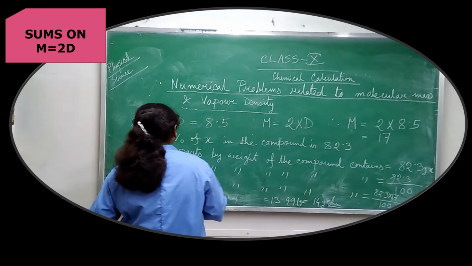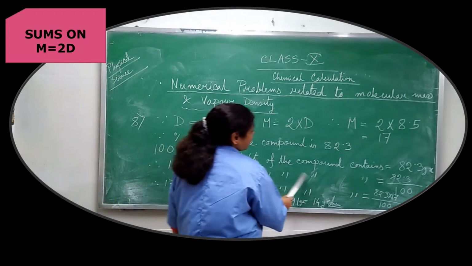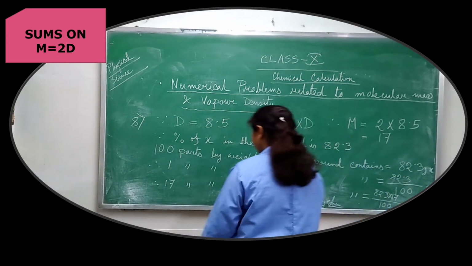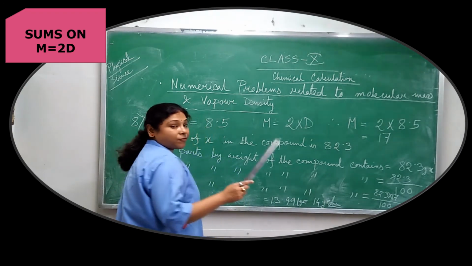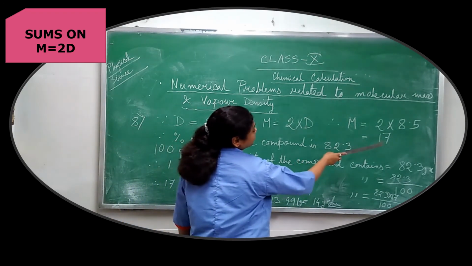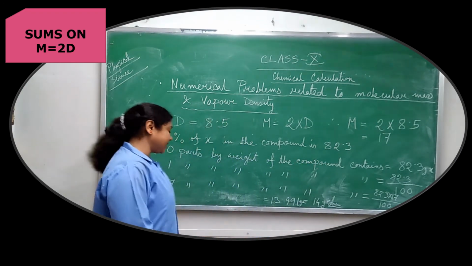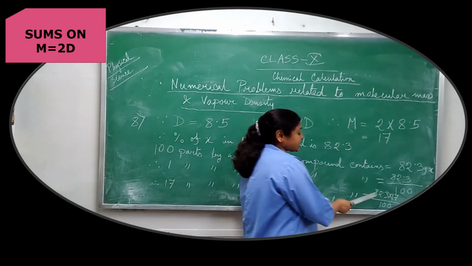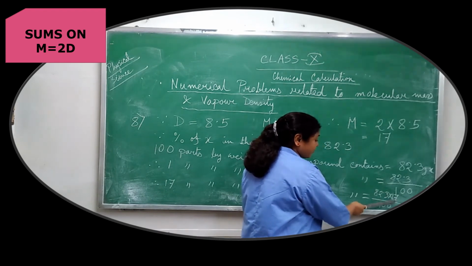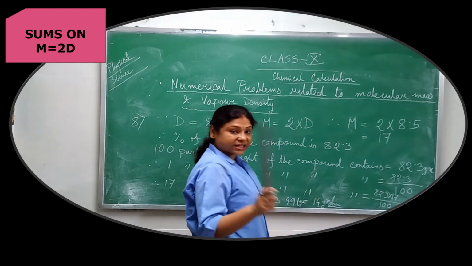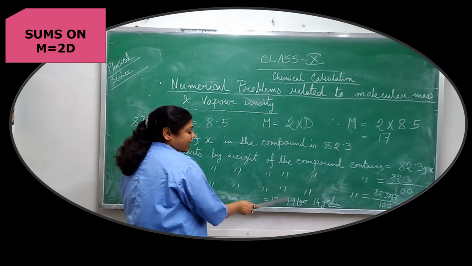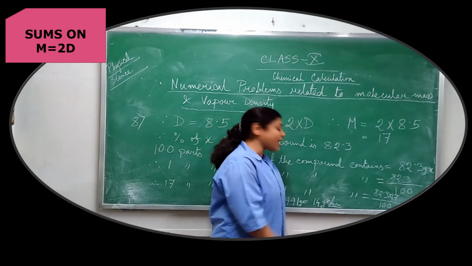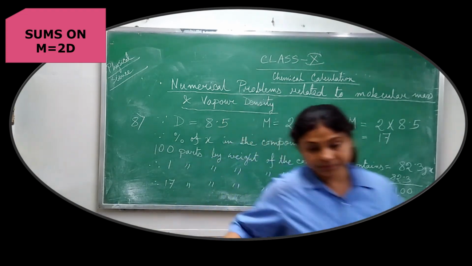So by unitary method, therefore, 1 part by weight of the compound contains 82.3 divided by 100 gram X. Therefore, 17 parts. From where is 17 parts coming? Because molecular weight of that particular compound is 17. So 17 parts by weight of the compound contains 82.3 by 100 into 17 gram X. After exact calculation, it's coming 13.991 gram X. So approximately you can take 14 gram X and that is the answer.